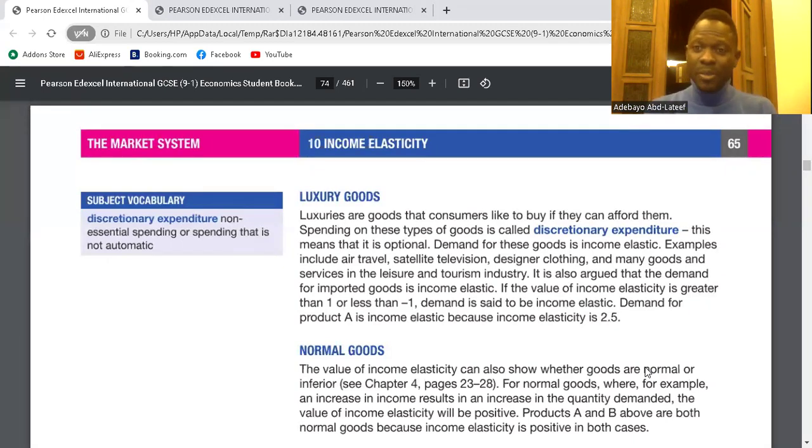Do you get what I'm saying? So demand for these goods is income elastic. Examples include air travel, satellite television, holiday in Bahamas. All these things are income elastic. It is when you have the affordability, that's when you think about them.